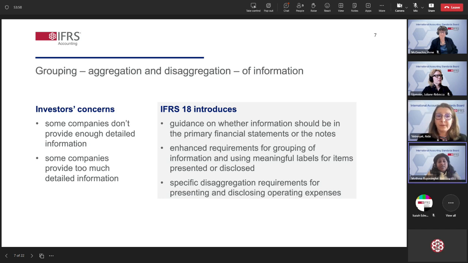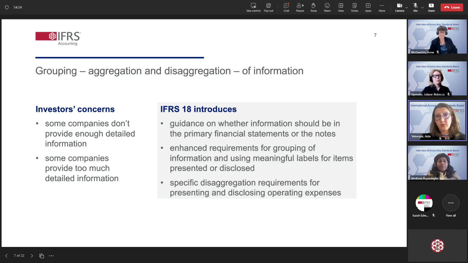So to address these concerns, IFRS 18 introduces guidance on whether information should be in the primary financial statements or in the notes, and enhanced requirements for grouping of information and using meaningful labels for items presented or disclosed, and specific disaggregation requirements for presenting and disclosing operating expenses. Thank you, Mesma. So we have 3 subgroups here of the requirements.